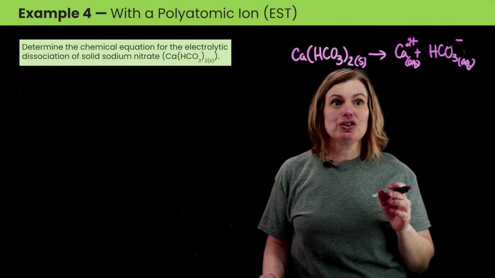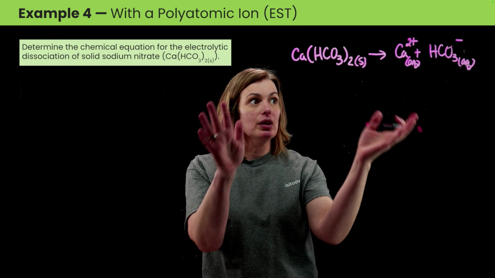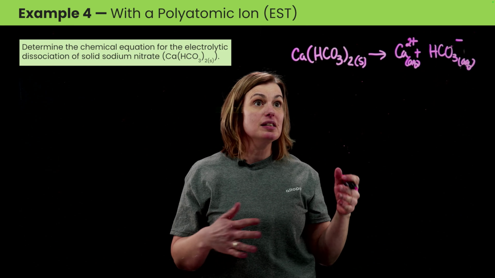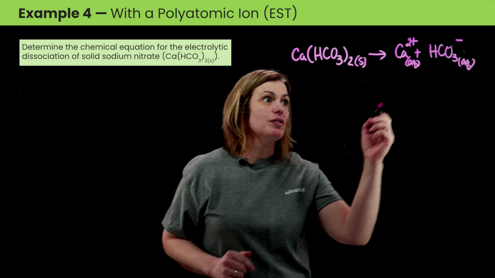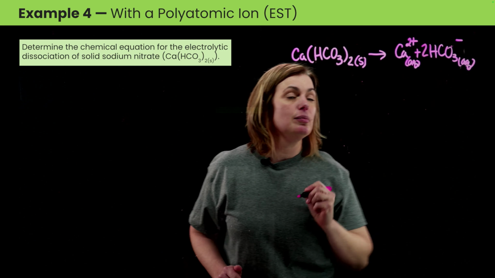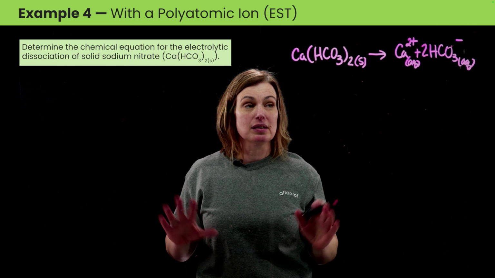So I've got my charges there, and I just have to take a little check at my overall equation and make sure everything's balanced. Now I can see that over here I have 1 calcium, but I have 2 bicarbonates. So I'm going to have to put that 2 bicarbonate over here in as a coefficient to make sure that everything balances out.